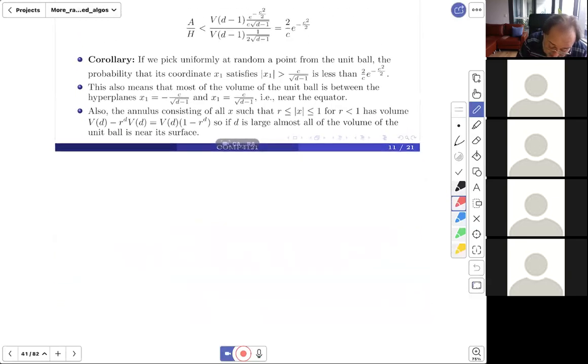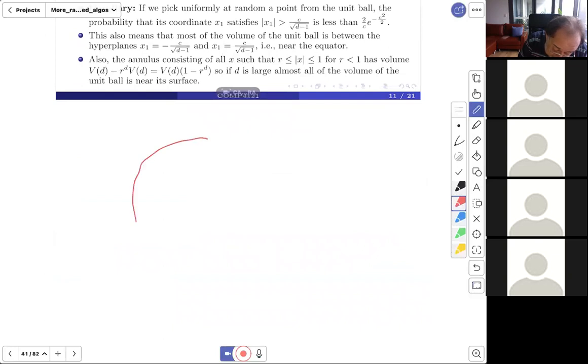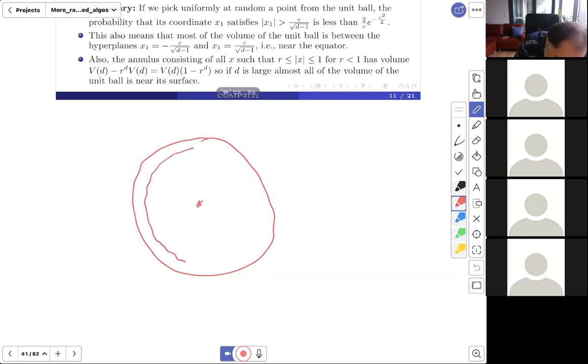Another way to see this, so I'm telling you that most of the mass of a sphere is near the equator. Look, a very simple proof why this is so. Well, consider another ball that is, say, 99% of the original radius. And assume that we start with a ball of unit volume.